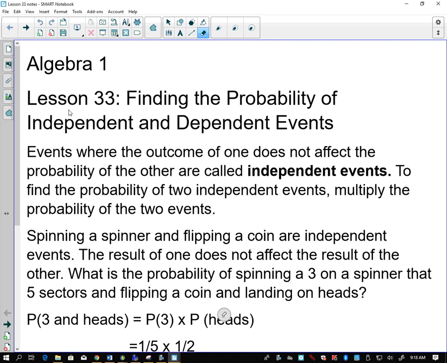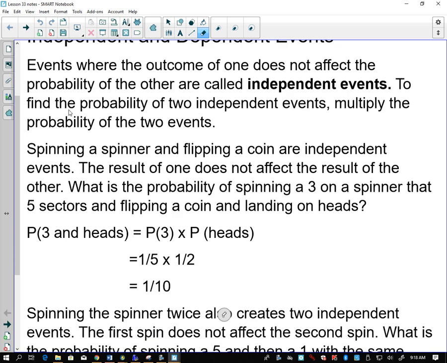So what is the probability of spinning a 3 on a spinner that has 5 sectors and flipping a coin and landing on heads? Okay. Well, so we would call this, what is the probability of 3 and heads? So probability of 3 times the probability of heads. So when we have multiple probabilities and we want to know what is the probability of both of these things happening, we multiply the probabilities.